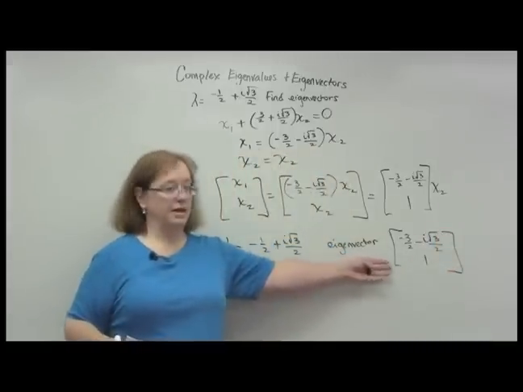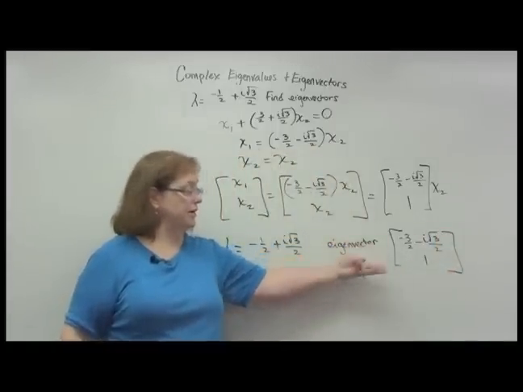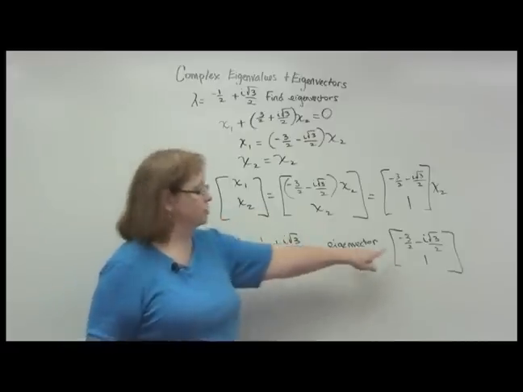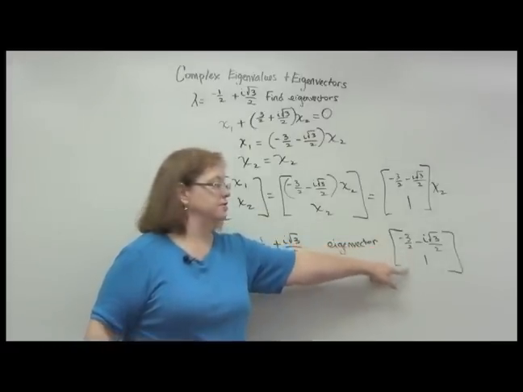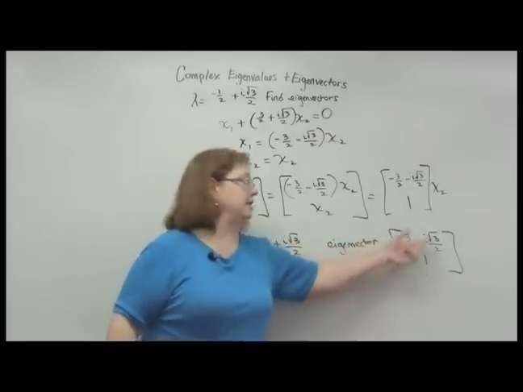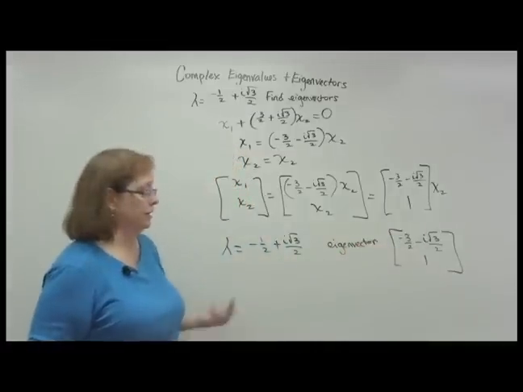We could multiply that by anything we want except for 0, and we might get another form. For example, I might recommend you multiply by 2 so that you get rid of these fractions, but any multiple of this other than the 0 multiple is an eigenvector.